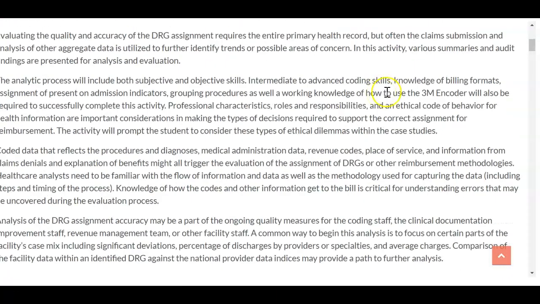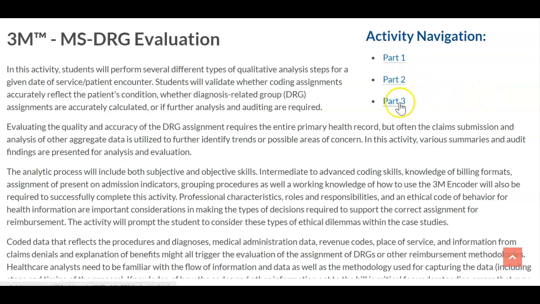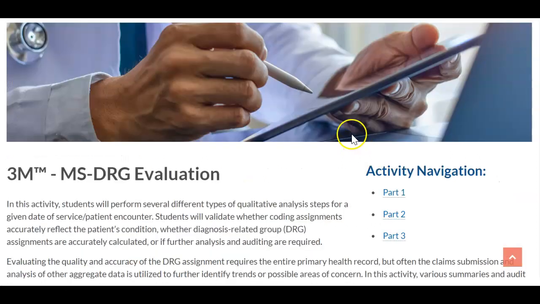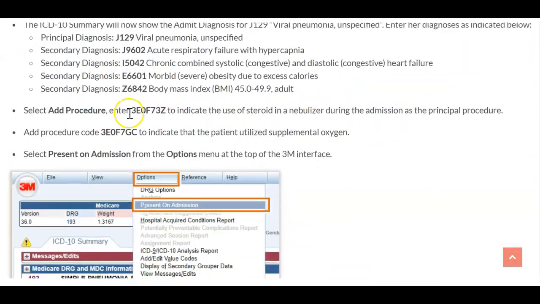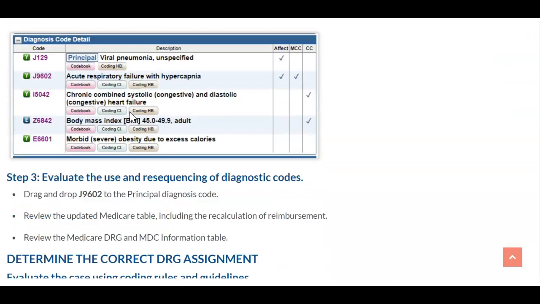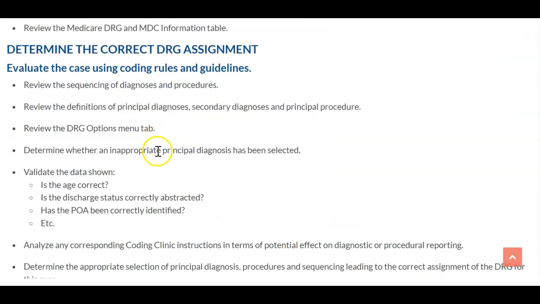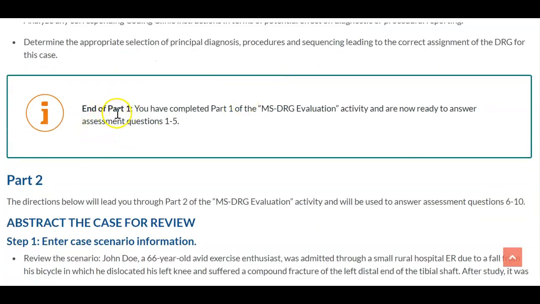Okay, so we have a couple different parts here. As you can see, we have part 1, part 2, part 3. Once you do part 1, it gives you the information, you go through part 1. Let's go down to here to analyze. Step 3, it's basically telling you everything. Determine the correct DRG assignment. You're going to evaluate the case using your coding rules and guidelines. So once you get done with that, then you're going to complete part 1, the MS-DRG evaluation activity.